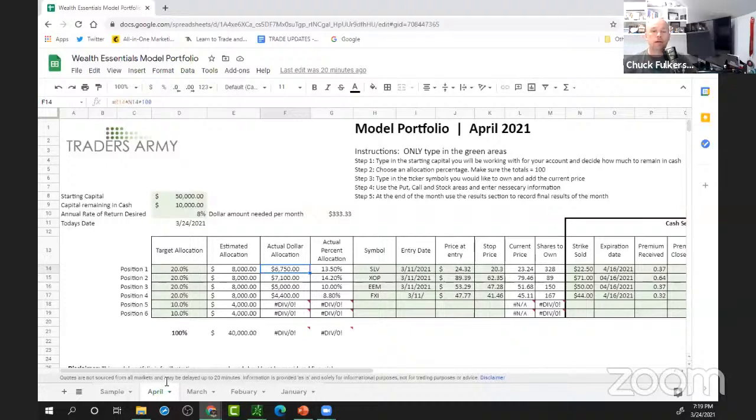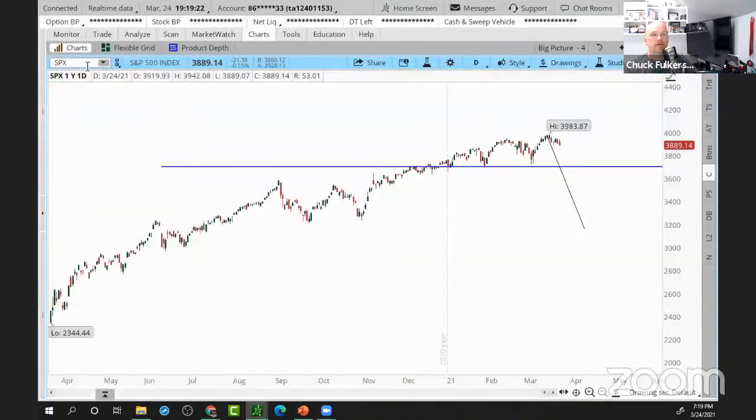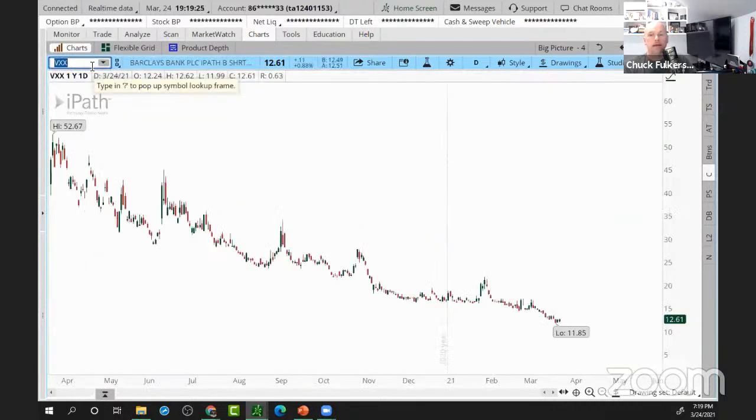Got in at 14. Okay, good. So that was the $14 option to get in at 14. So let's go look and see what VXX is looking like if the market comes down. Now, we would anticipate that it acts a little bit as a hedge.